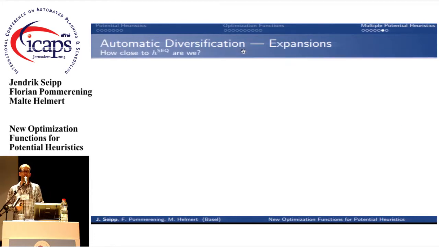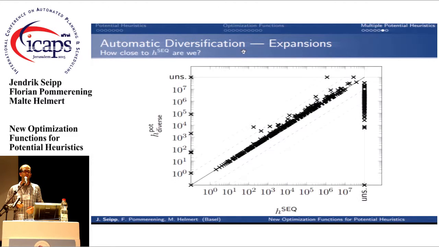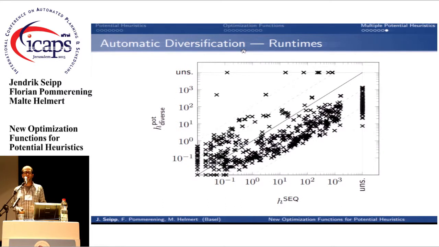Again, we ask ourselves, can we do much better? How close to the state equation heuristic are we now? If we look at the expansions again, we see that now there's not much room for improvement anymore. For most of the tasks, both heuristics have the same number of expansions. But obviously, many more tasks are solved by the diverse potential heuristics. This is mainly the case because the potential heuristics just run much faster.